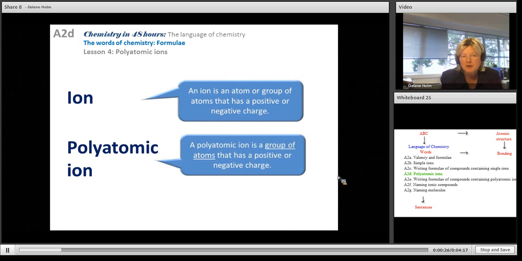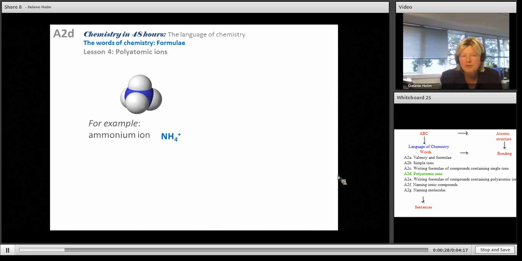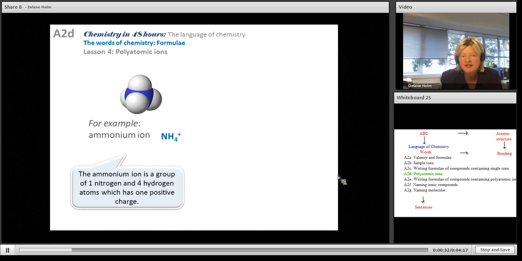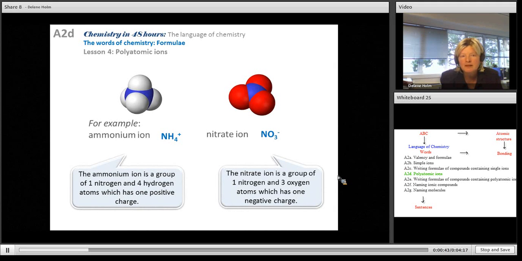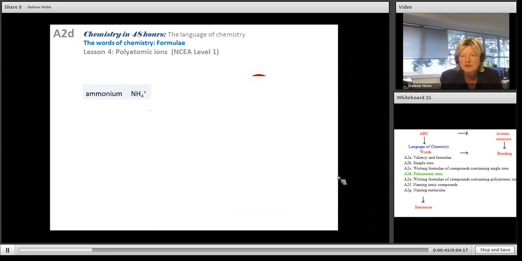So for instance, ammonium, NH4+, has one nitrogen atom for every 4 hydrogen atoms in the group, with an overall charge of +1. Nitrate has 1 nitrogen atom and 3 oxygen atoms with an overall charge of -1. Now, you need to know these polyatomic ions if you're in NCEA level 1.